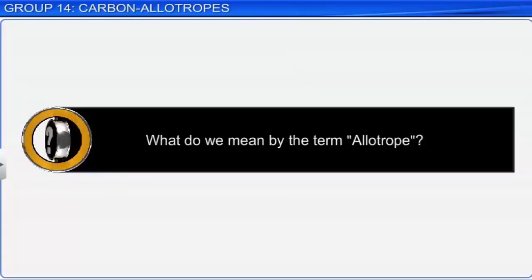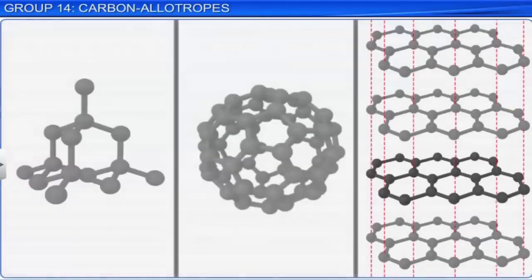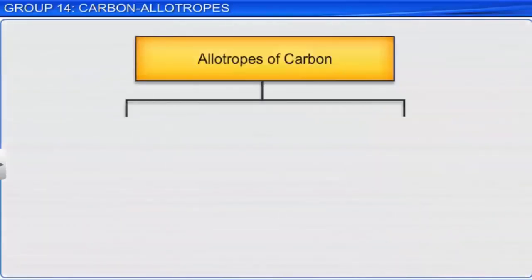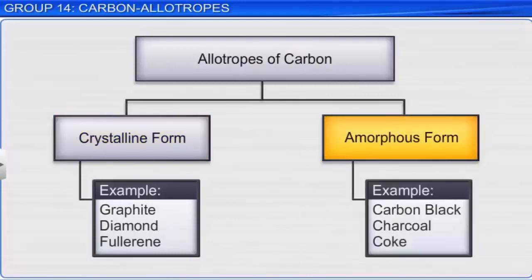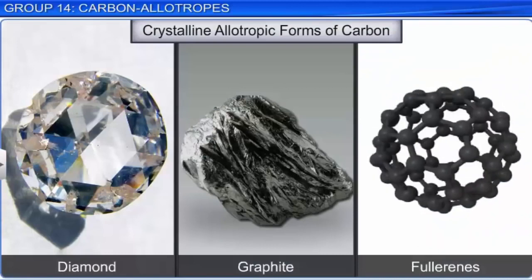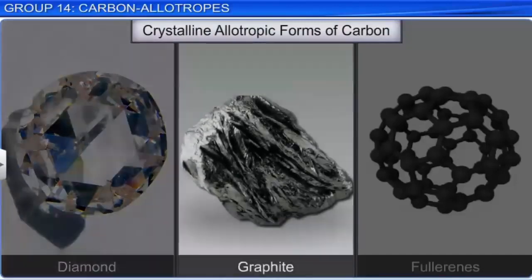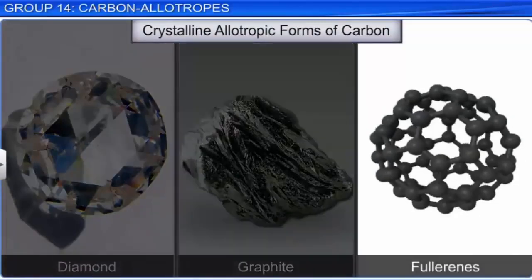What do we mean by the term allotrope? Allotropes are different forms of an element which have different physical properties but identical chemical properties. Different allotropes of the same element have different arrangements of the atoms. Carbon exists in both crystalline as well as the amorphous forms. There are 3 important crystalline allotropic forms of carbon: diamond, graphite, and fullerenes.